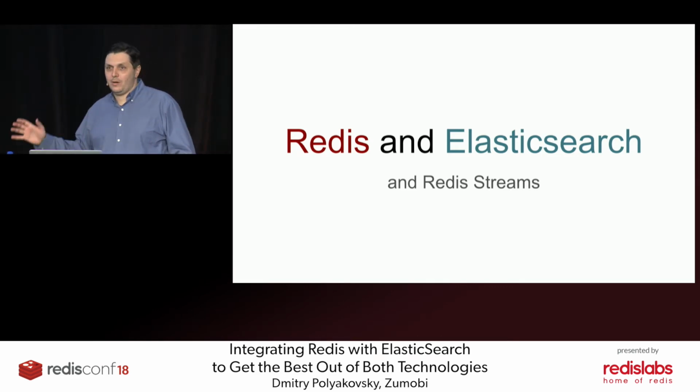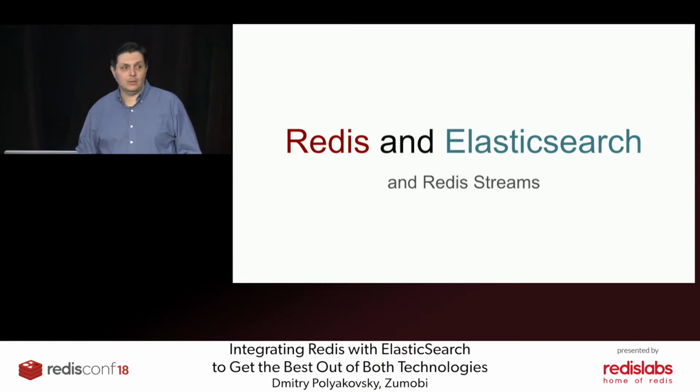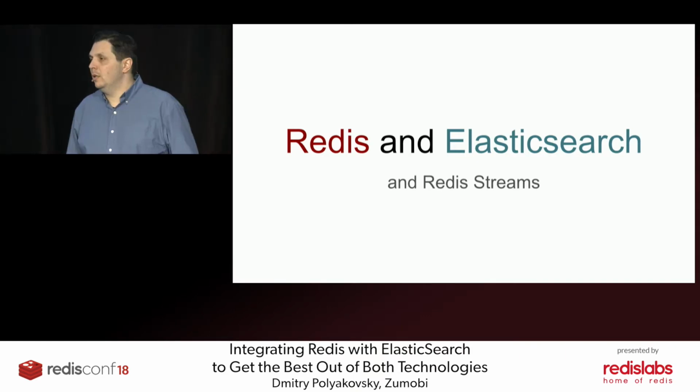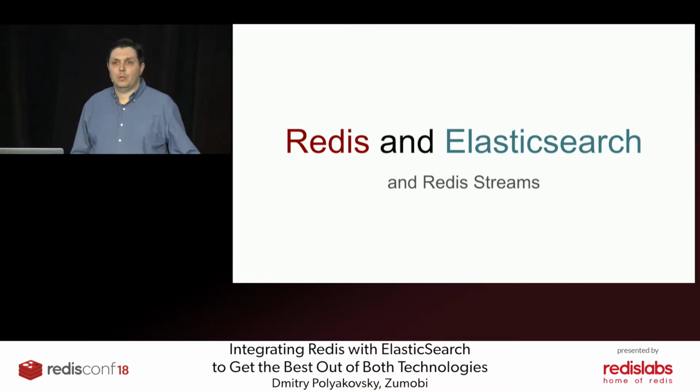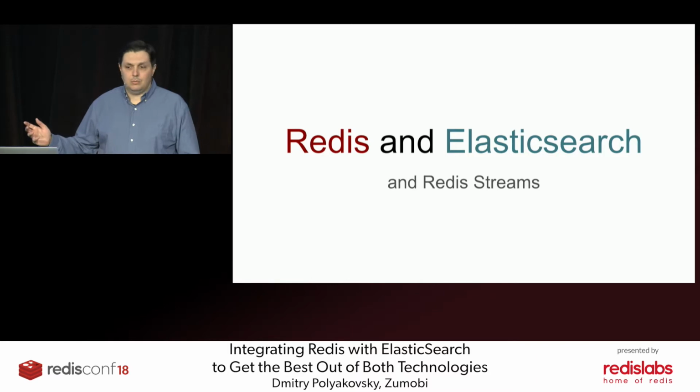For those of you who are wondering what this presentation is about, my name is Dmitry Polyakovsky, and I'll be speaking about using Redis with ElasticSearch, and I'm going to touch on the new feature called Redis Streams. Previously, I gave talks on using Redis as a cache, background job queue, or a database for rapidly changing data. If you're interested in those topics, come talk to me. I'll be willing to answer questions after my presentation. But this time, I want to talk about how to use Redis together with ElasticSearch. And I'm going to talk about this new feature called Redis Streams.